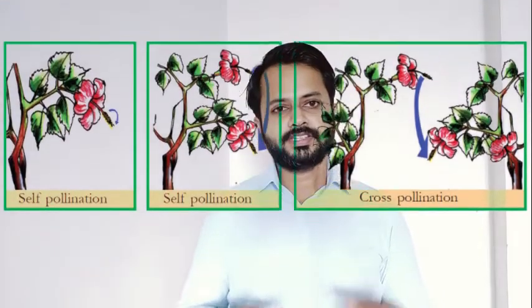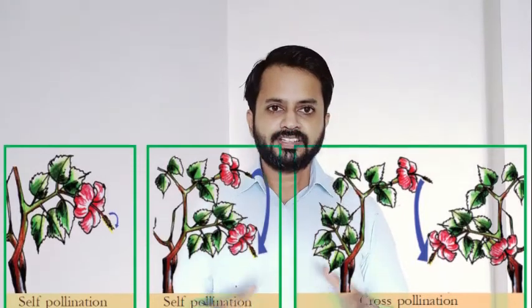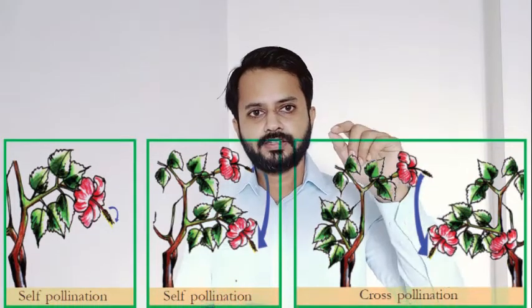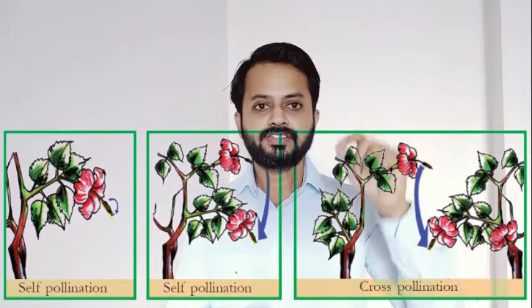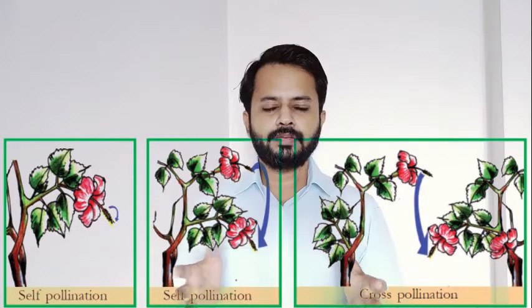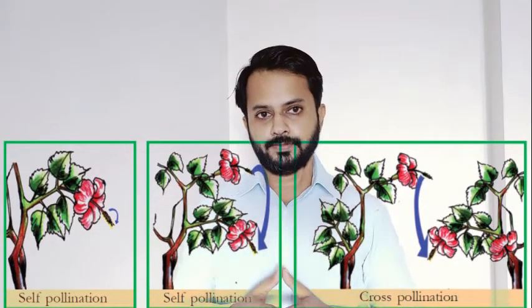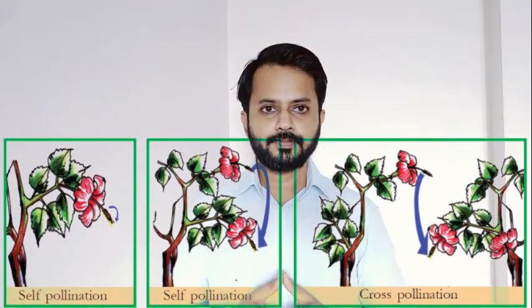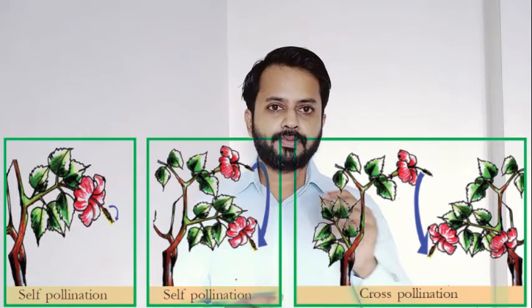Next, we are going to check what are the ways of pollination. Two ways are there: one is self-pollination, the other is cross-pollination. Then what is self-pollination? What is cross-pollination? Self-pollination takes place in a single flower. For example, hibiscus. In hibiscus, pollen grains from the anther fall onto the stigma in the same flower, because both the male part and the female part are present in the same flower. So that is self-pollination.